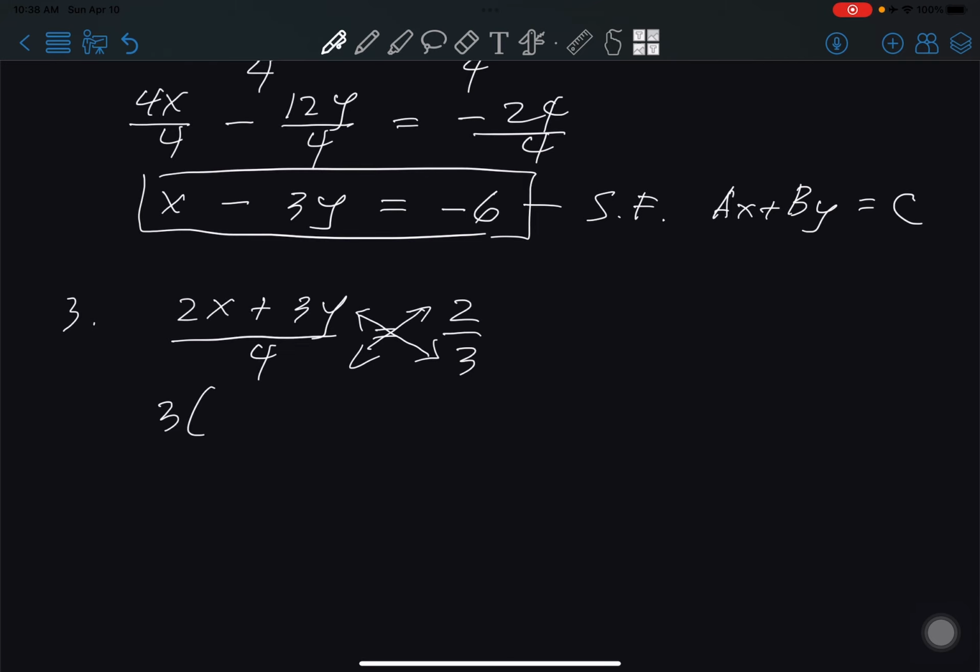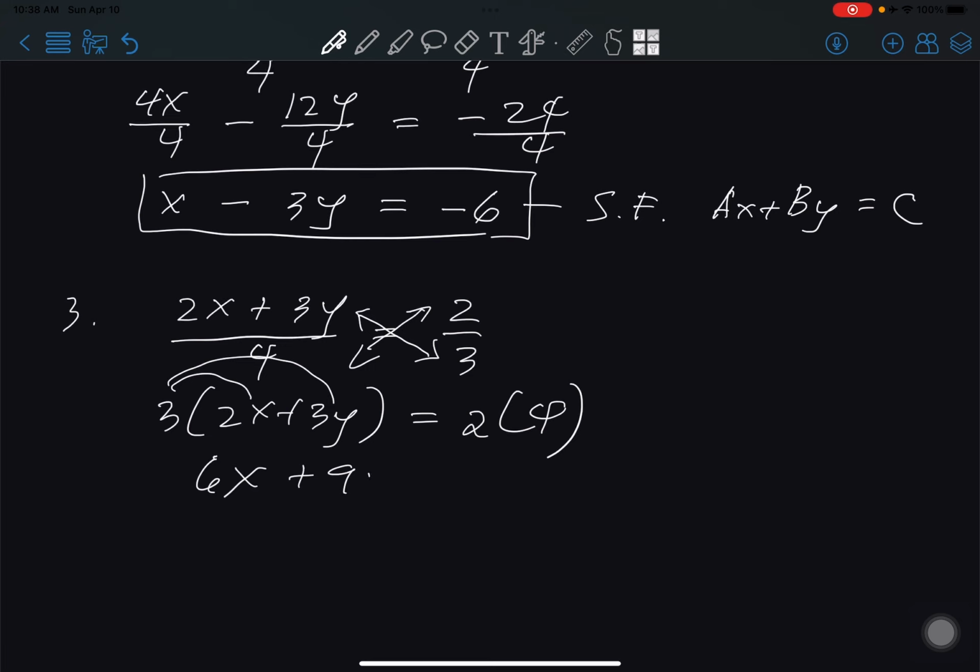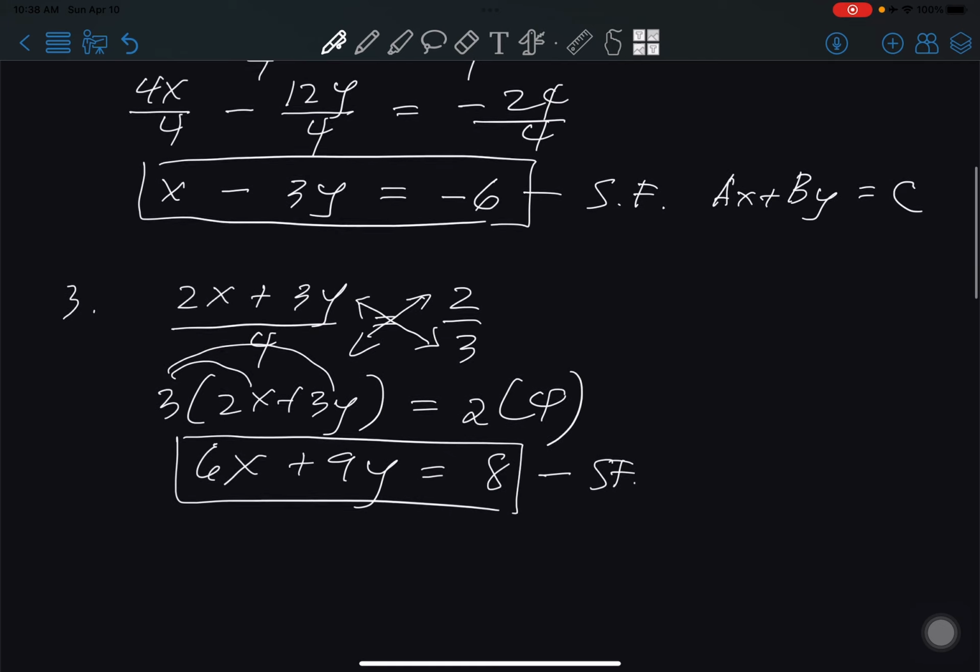So 3 will be multiplied with 2x plus 3y, and 2 will be multiplied by 4. So we have to distribute 3 times 2x, we have 6x. Then 3 times 3y, we have 9y is equal to 8. Okay? Now we cannot have a common factor that can divide all our a, b, and c. So this is now the standard form of this linear equation.